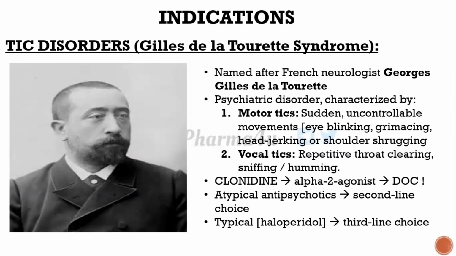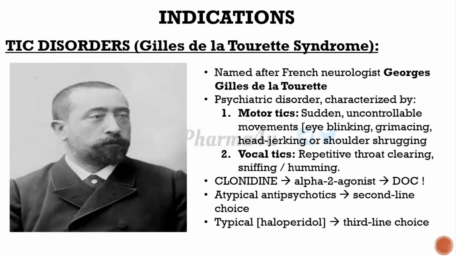It is a psychiatric disorder characterized by motor tics and vocal tics. Motor tics and vocal tics mean whatever you are doing, you do it repetitively, and it happens very suddenly and unpredictably. Motor tics mean sudden uncontrollable movements, for example, eye blinking, grimacing, head jerking, or shoulder shrugging, and you are doing it repeatedly. Vocal tics mean, for example, you are clearing your throat, making a voice as if you are clearing your throat, and you are doing it repeatedly.